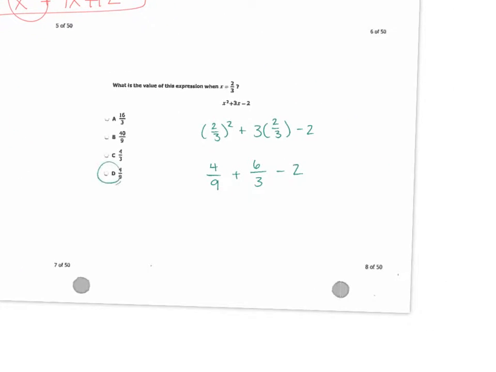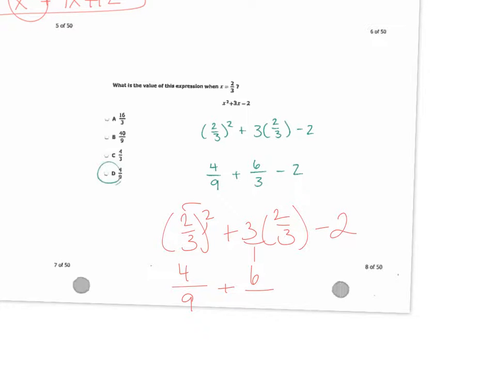If I check out this one, notice I have to plug in a fraction. So I would do 2 over 3 squared plus 3 times 2 over 3 minus 2. Now if I had a calculator, I would honestly just do all of this in my calculator. But if I don't, which I don't right now, I'm going to distribute this. It becomes 4 over 9 plus, this is over 1, so I have 6 over 3 minus 2.